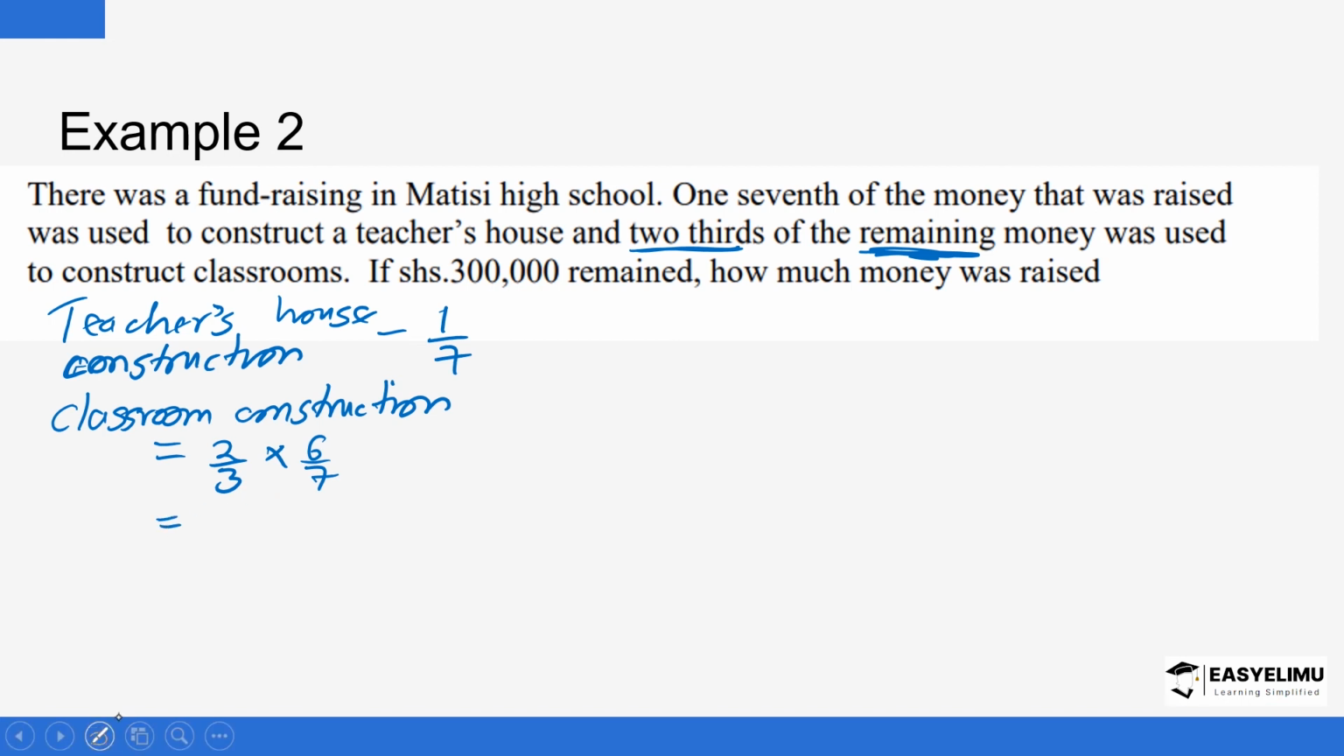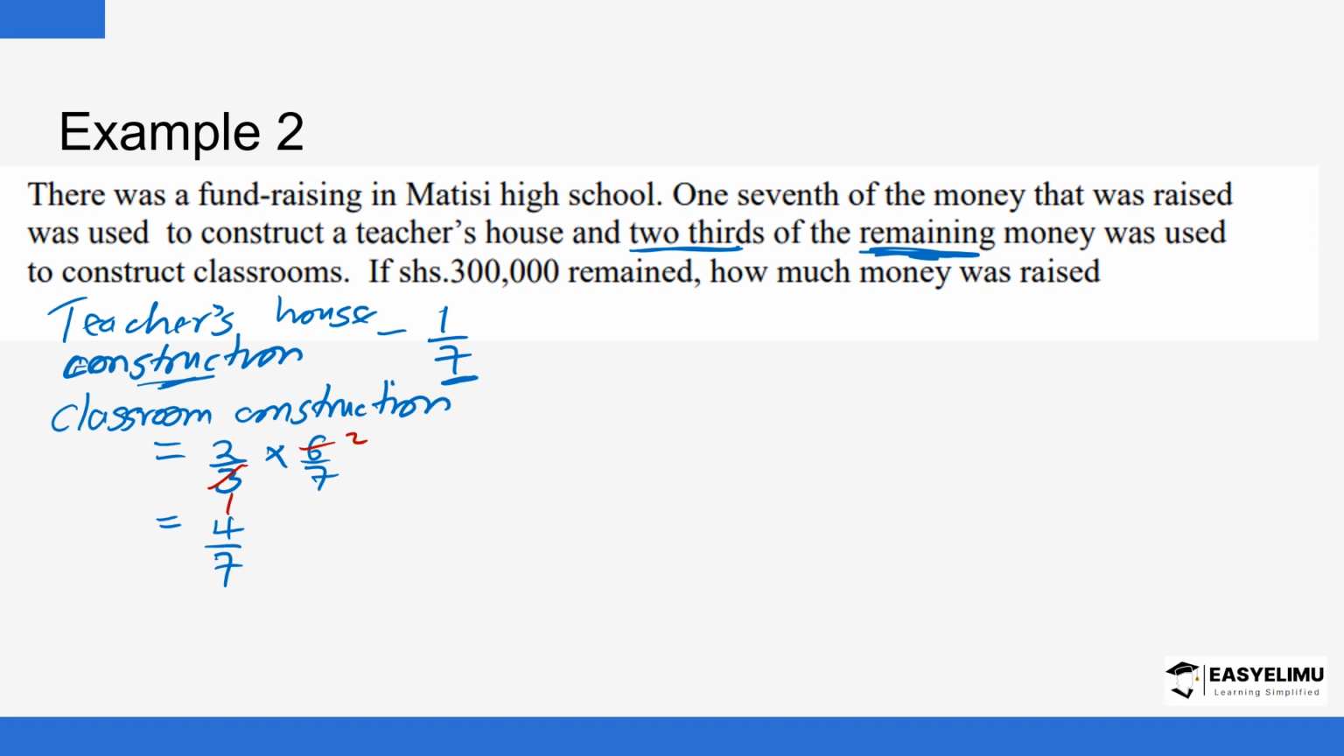And again, that can be simplified as you can see. So 3 here, 1, 3 there, 2. So if you multiply numbers in the numerator again, you'll have 4 out of 7. So you see classroom construction has taken 4 over 7 of the total amount contributed, and then the teacher's house construction. So we have the construction of the teacher's house taking 1 over 7 of the total amount contributed, and then classrooms construction here is consuming 4 over 7 of the total contribution.